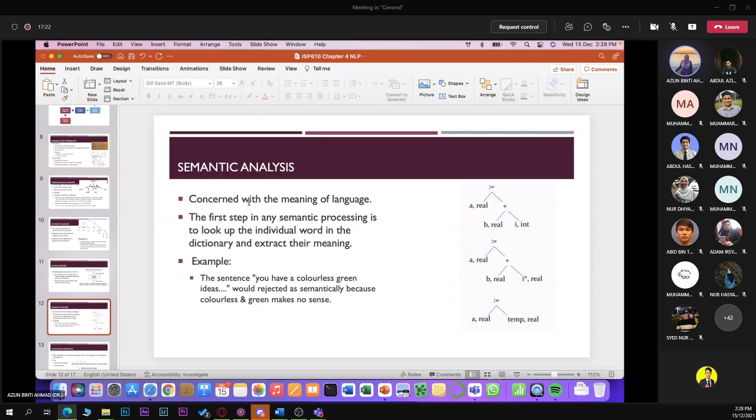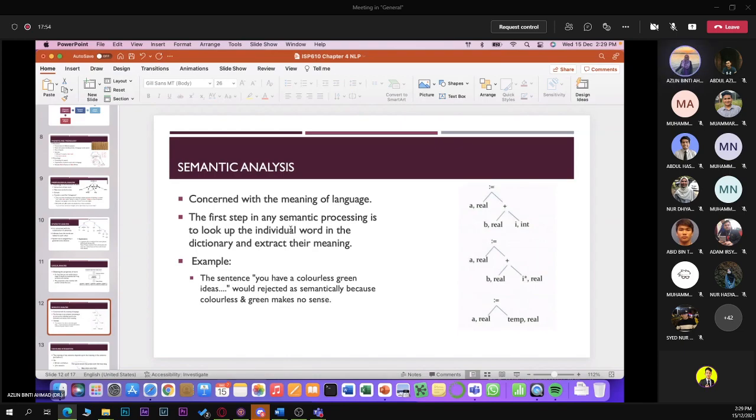So it is concerning about the meaning of the language. Okay, kita akan fokus pada satu language, but in one sentence. Maknanya you akan proses sentence by sentence. For example, here we have the sentence, colorless green ideas. So this can be rejected semantically because colorless and green make no sense.